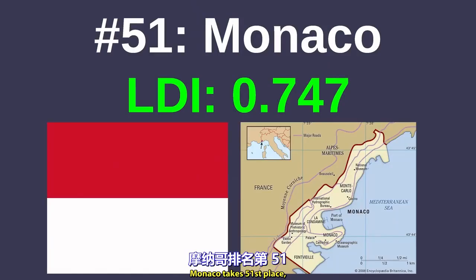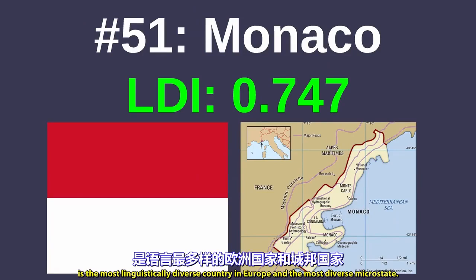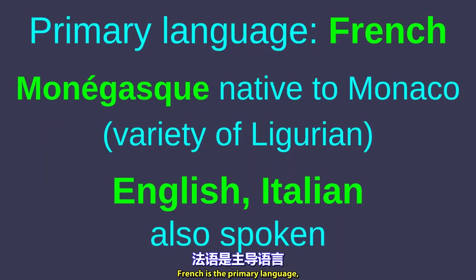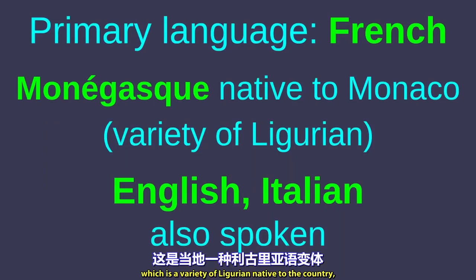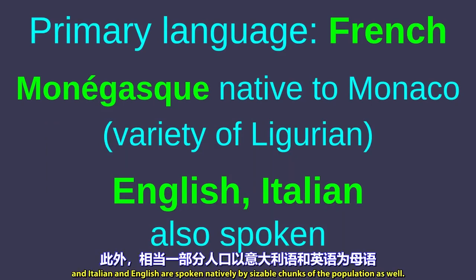Monaco takes 51st place, is the most linguistically diverse country in Europe, and the most diverse microstate. French is the primary language, however Monegasque is also spoken, which is a variety of Ligurian native to the country, and Italian and English are spoken natively by sizable chunks of the population as well.